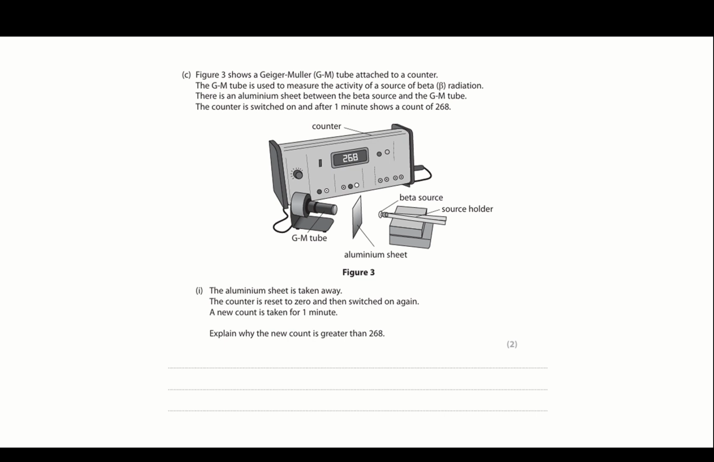Next one, we've got a Geiger-Müller tube, and it's connected, and it's used to measure the activity of a source of beta radiation. There's an aluminium sheet in between, and we know that that will stop beta. So it's switched on, and after a minute, it shows a count of 268. The aluminium sheet is taken away. It's set to 0 and switched on again. A new count is taken for 1 minute, and it was a minute up here as well. So yeah, same amount of time. Why will the new count be greater than 268?